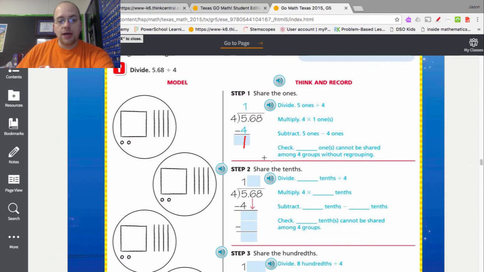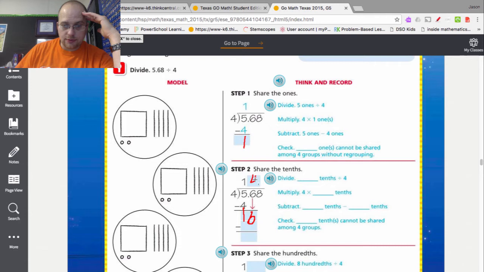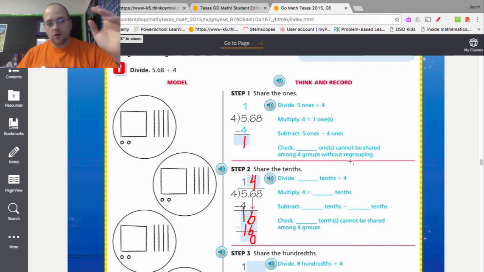Now, we have to share the next part, the tenths. So first we're going to bring down, we have our 1 here, and we bring down our 6. How many times will 4 go into 16? Well, 4 goes into 16 4 times. 4 times 4 is 16, and there's nothing left over. We still got one more digit right here, though.